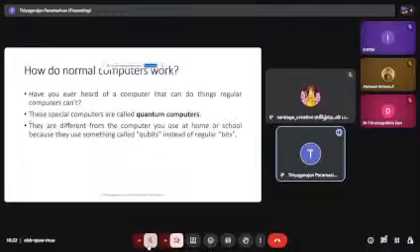So how do normal computers work? You all know that normal computers work on bits, binaries. Have you ever heard of a computer that can do things regular computers cannot? Like now we are using systems, right? Desktops, PCs, laptops. Have you ever imagined a computer which can do things which regular computers cannot? If you have not dreamt of that, now it has come into reality. Now we have quantum computers which can do things that normal computers cannot do.